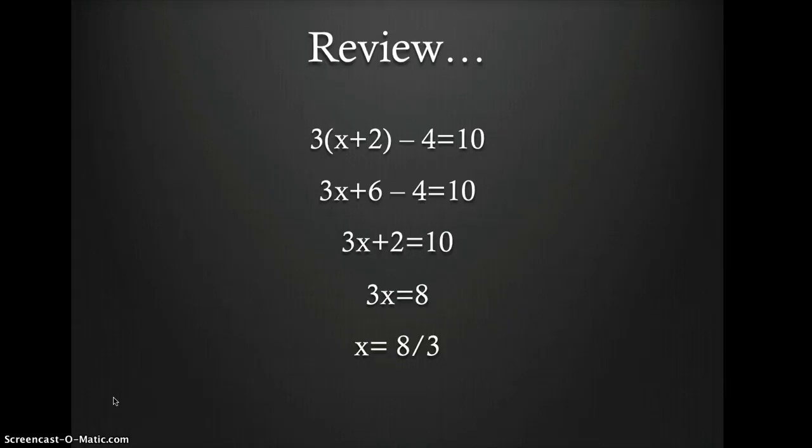Looking at 3 times (x plus 2) minus 4 equals 10. The first thing we do is distribute the 3 to the x and the 2, so we get 3x plus 6 minus 4 equals 10. Then we combine like terms, 6 minus 4, and you get 3x plus 2 equals 10.